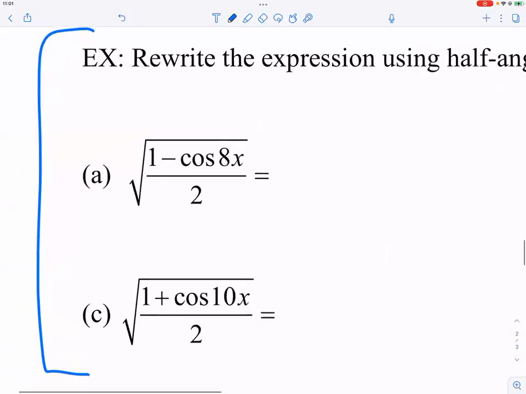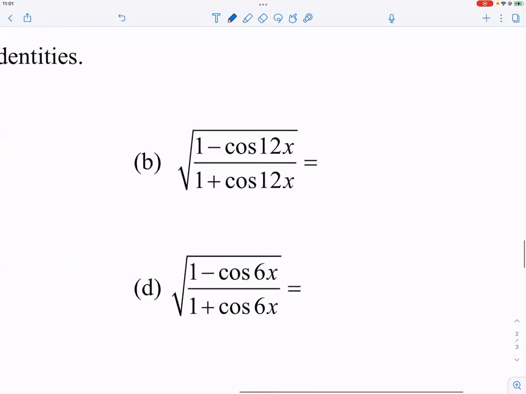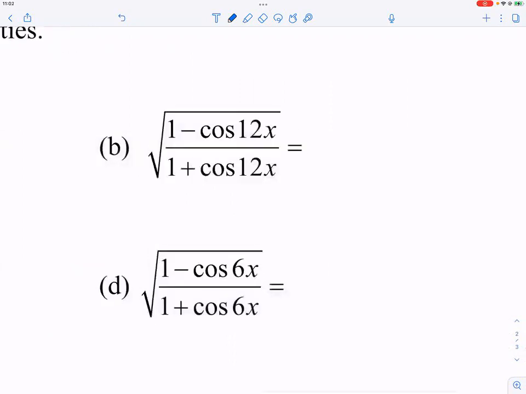Okay, for the first one, that looks like a sine of an angle over 2. What's the angle here? That'll be 8x. That's the angle theta. So 8x over 2 is 4x. So part A is just a sine of 4x. Part B, you see things both in numerator and denominator. I think that screams for tangent. And the theta is 12x, so theta divided by 2 is 6x.